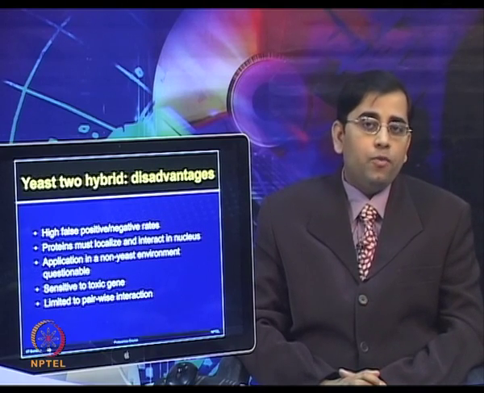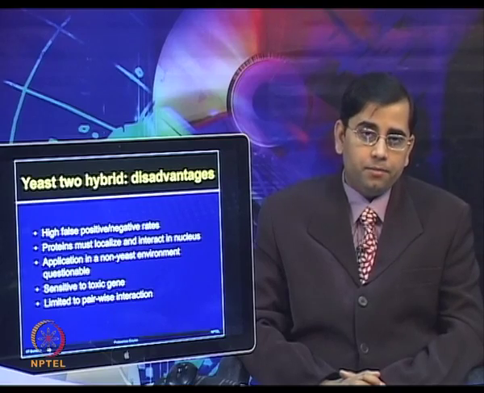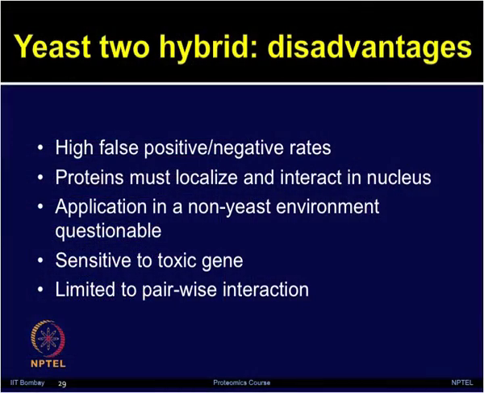What are the different disadvantages of using the yeast two-hybrid system? It provides very high false positive and negative rates. So, high false positive rate has been one of the major limitations of this approach. The proteins must localize and interact in the nucleus. That is a limitation of the approach, because it is restricted to binary interactions. If you compare with immunoprecipitation, the complexes cannot be formed.